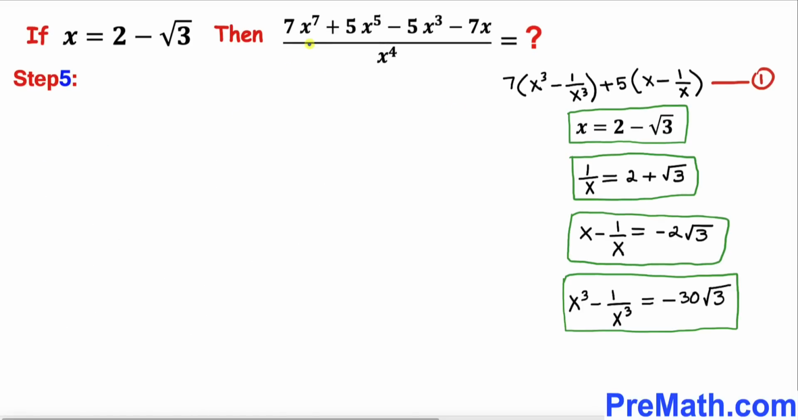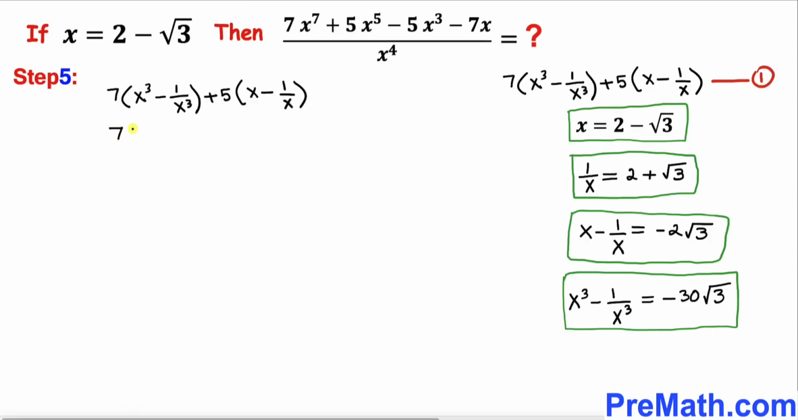And here's our final step. We are going to find now the value of this expression. We know that this expression was same as this expression number 1. And here's our expression 1. We are going to replace these values by this one, and this x minus 1 over x value by this one. So let's go ahead and substitute the value. 7 times negative 30 times square root of 3 plus 5 times negative 2 times square root of 3.